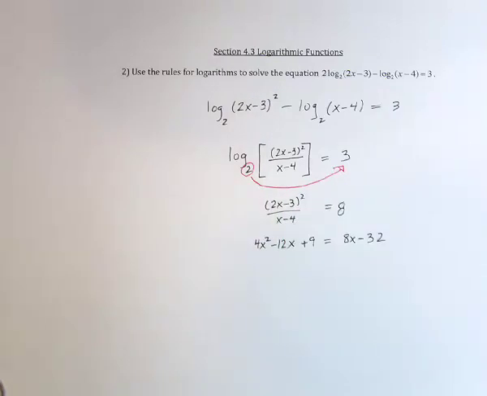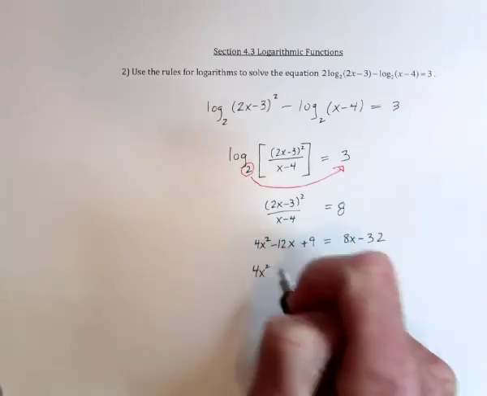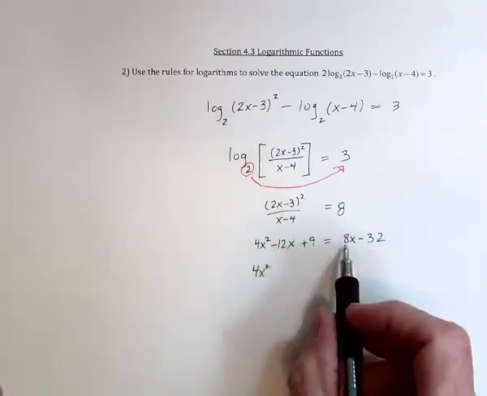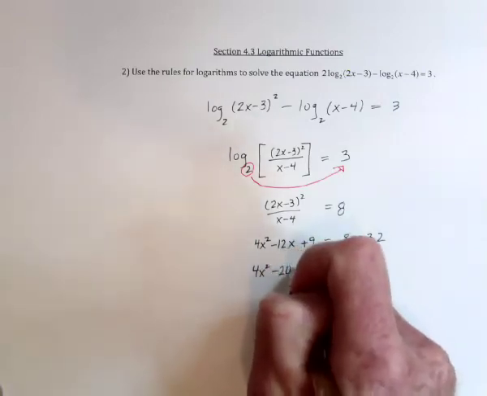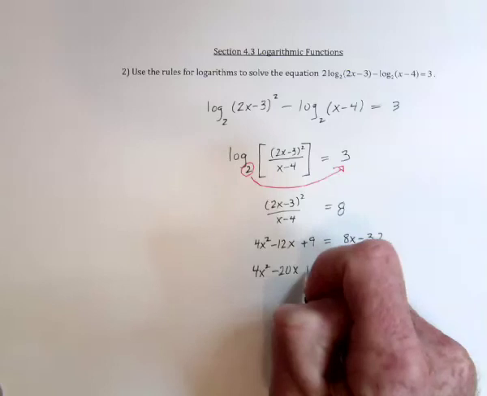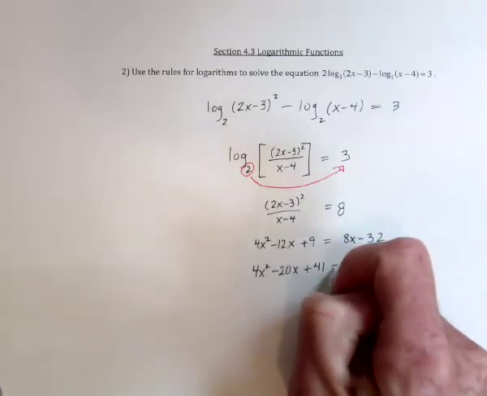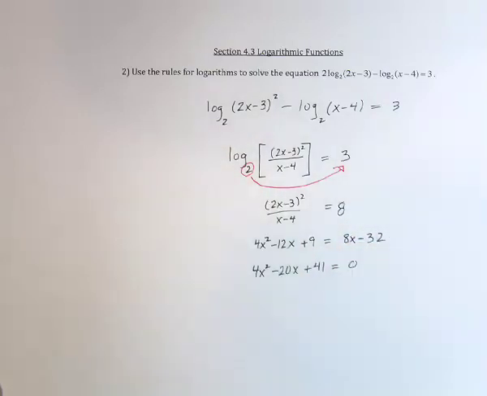And now we're going to need to use the quadratic formula, so move everything to the left-hand side. There's 4x squared. I need to subtract 8 from both sides. So if I subtract 8, this will be negative 20x. I need to add 32, which is going to make 9 and 32 a 41. And then do the quadratic formula.